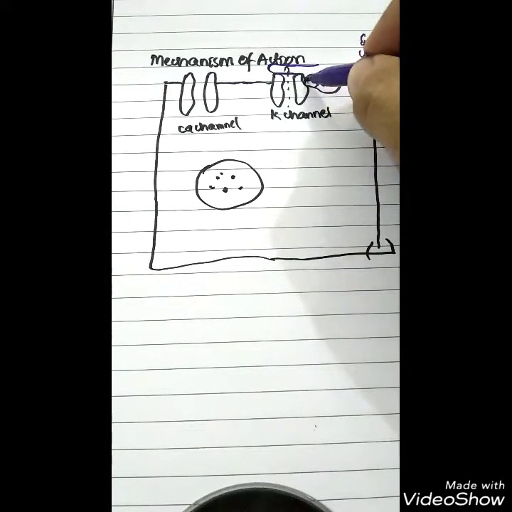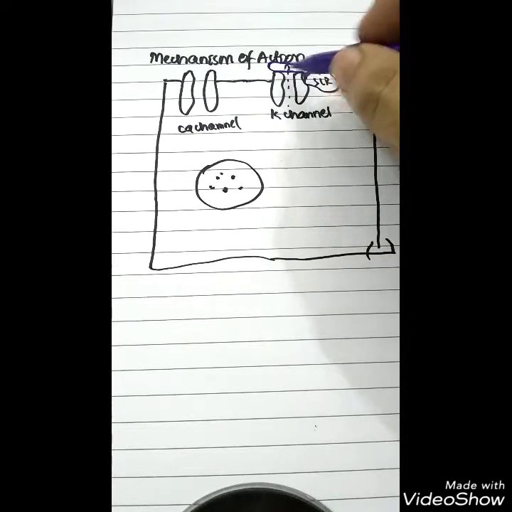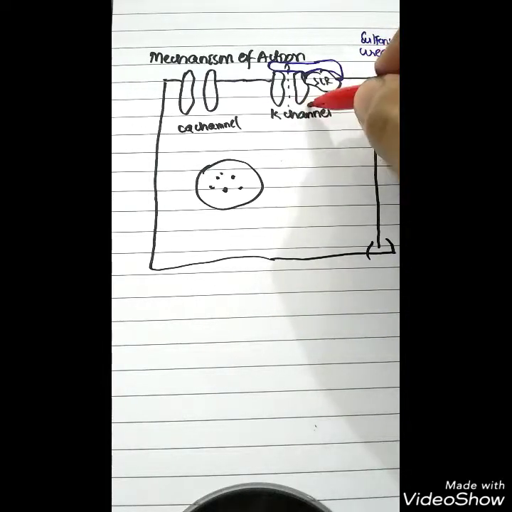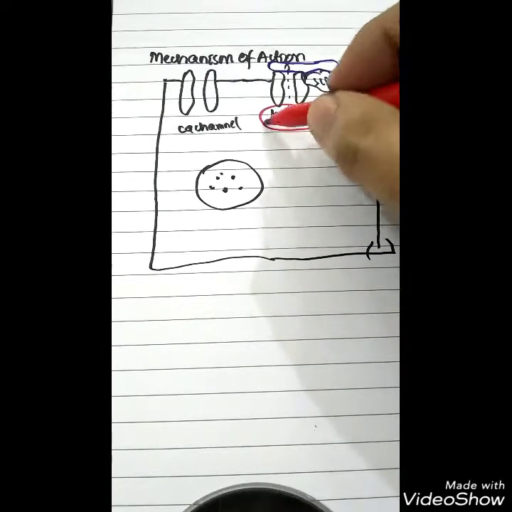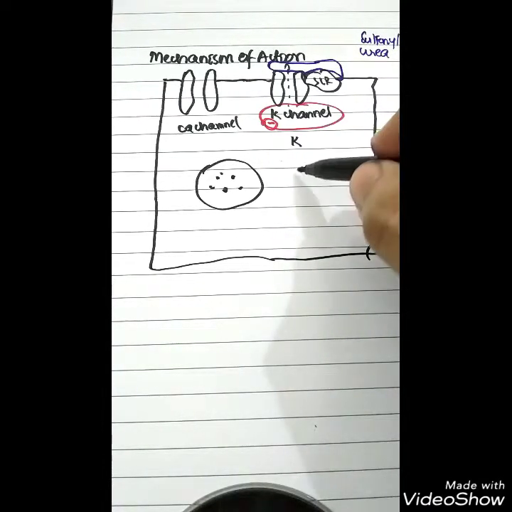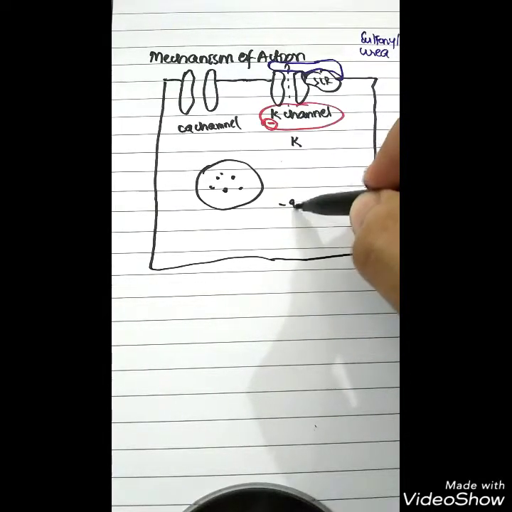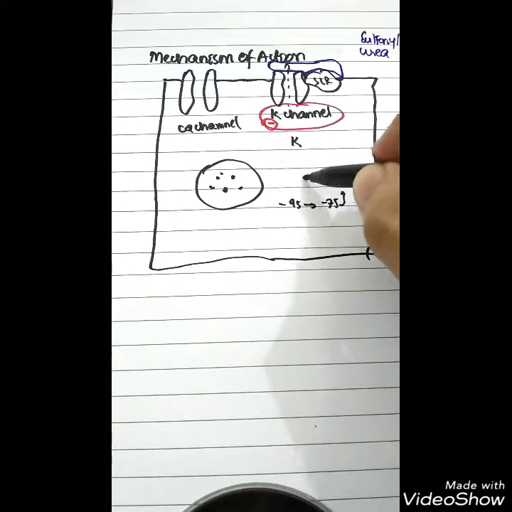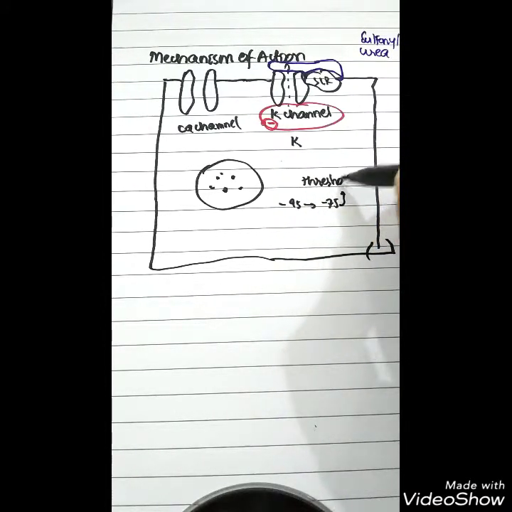This drug comes and binds to its receptor and blocks the potassium channel. So sulfonylurea inhibits this potassium channel. Then potassium will not leak outside and remains inside, so the inside becomes more positive. Suppose it is minus 95, it becomes minus 75. It reaches the threshold level and depolarization will occur.